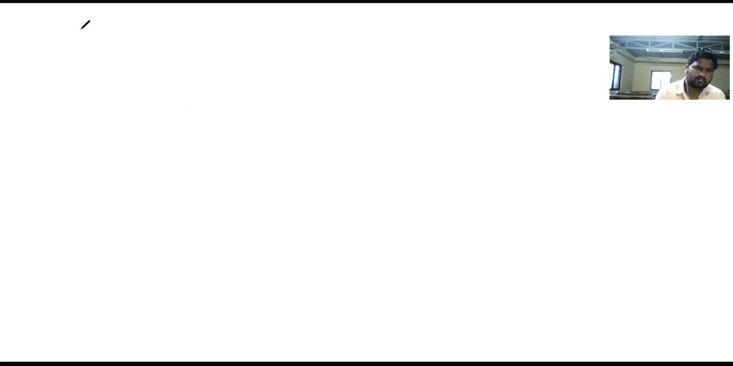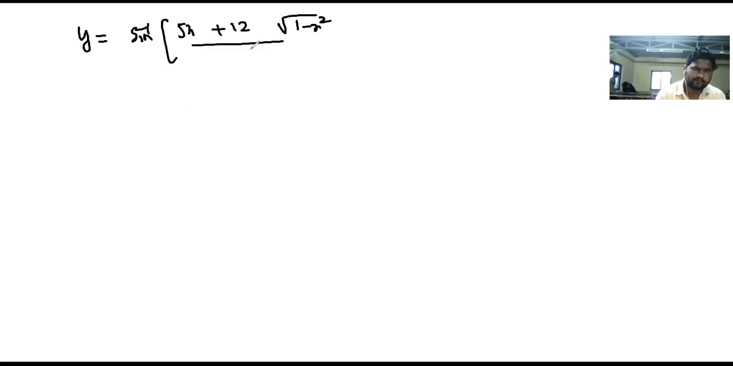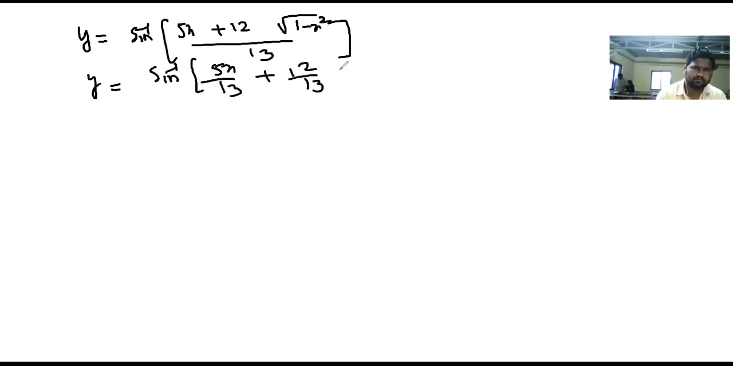So, what is the example? y equal to sin inverse of (5x plus 12 root of 1 minus x square) by 13. So we can write y is equal to sin inverse of 5x by 13 plus 12 by 13 into root of 1 minus x square.